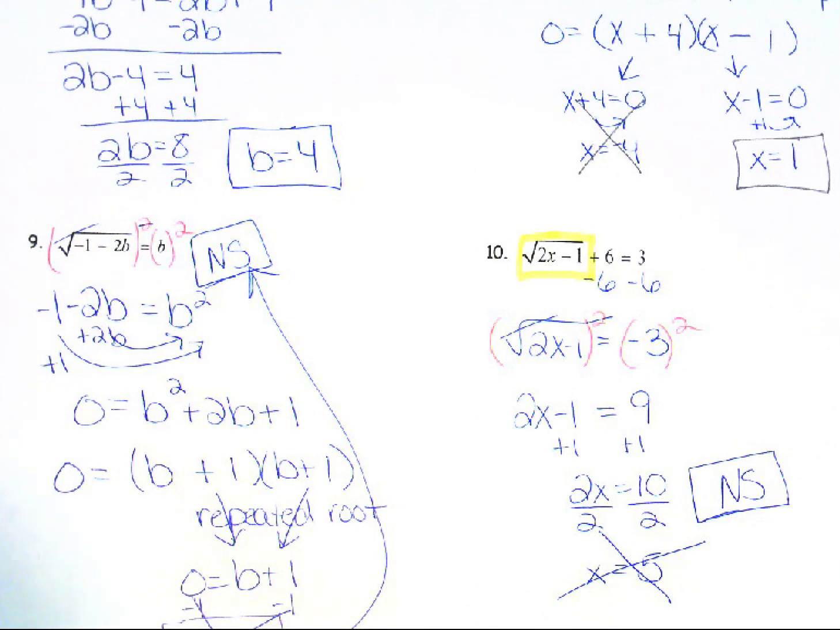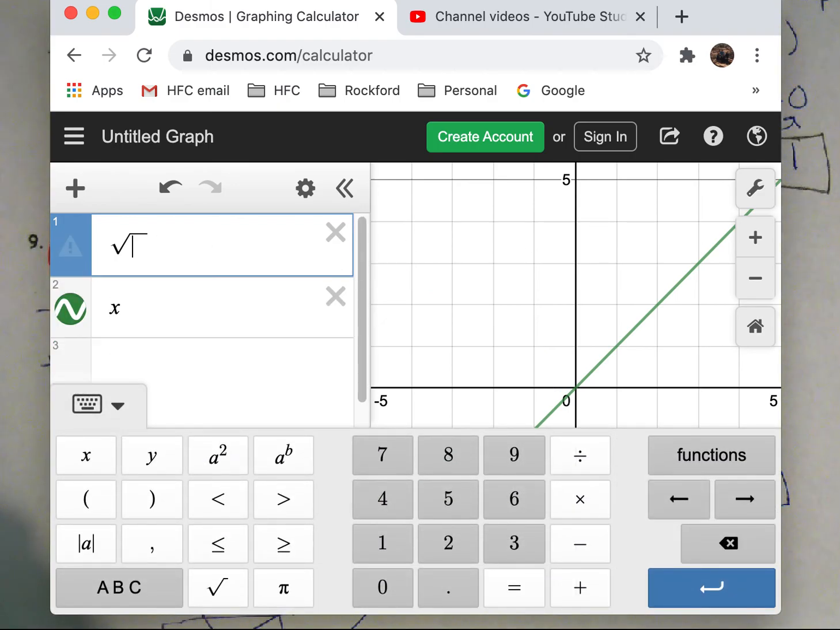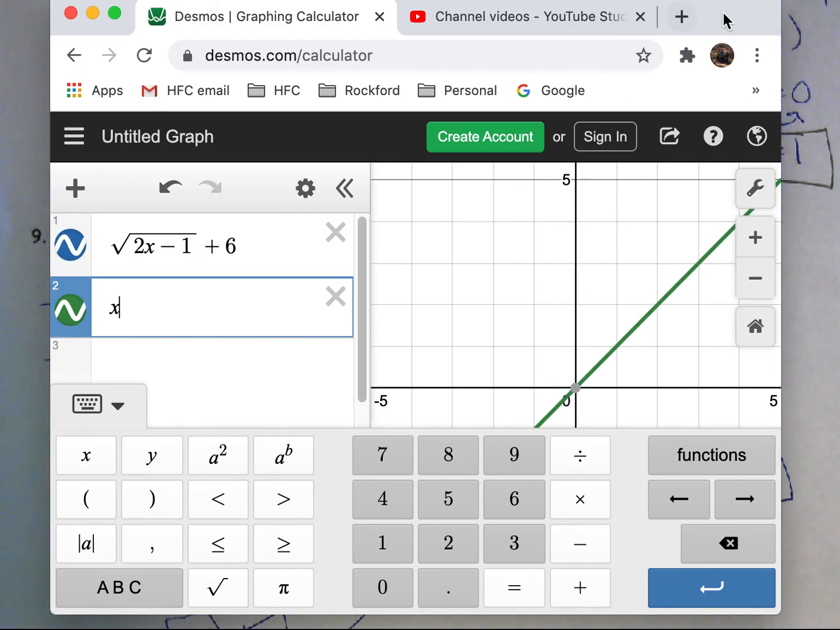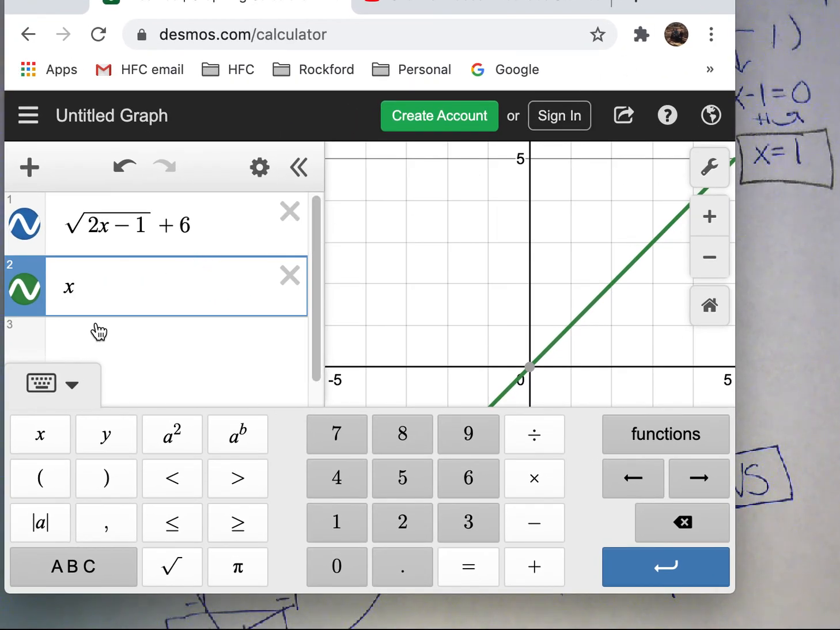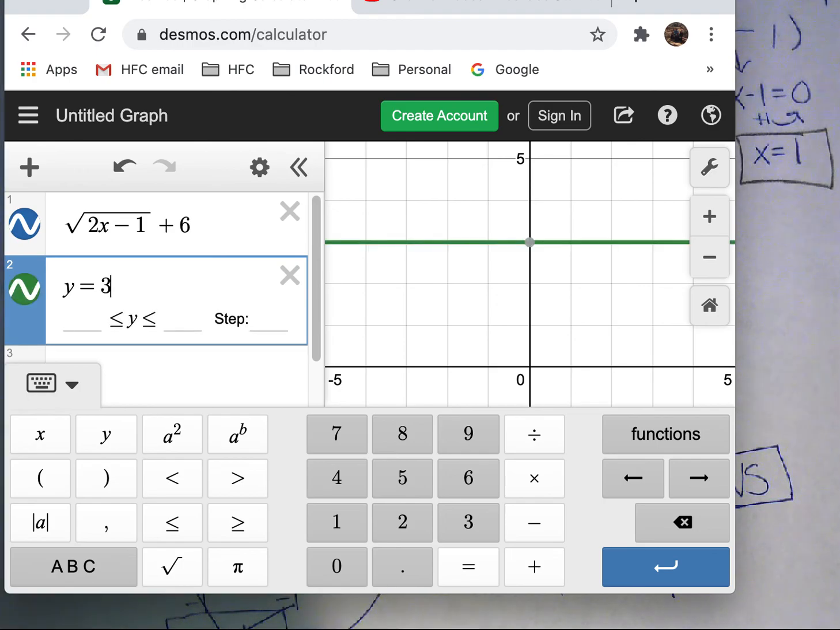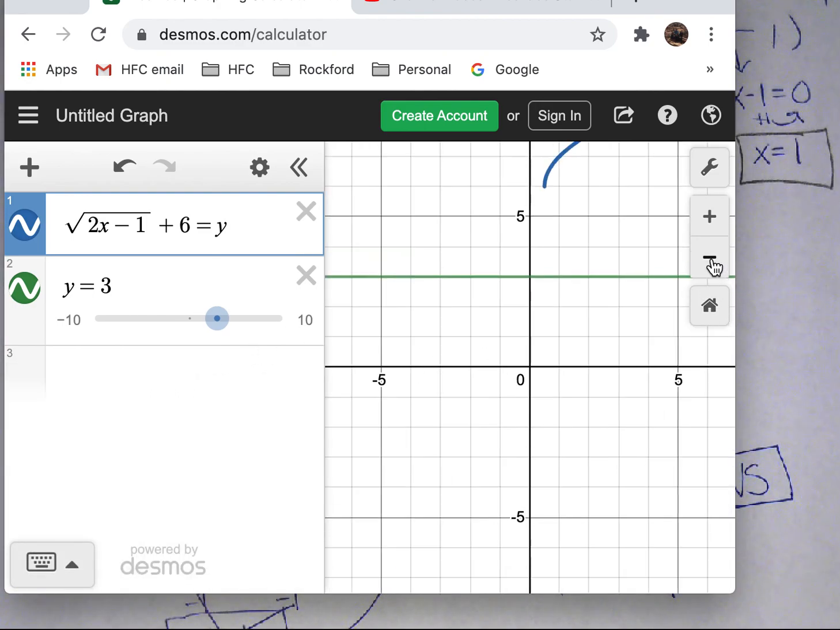And let's just quick check in Desmos because it's so handy, especially since I've got it right here on my screen. So I've got the square root of 2x minus 1 plus 6. Now notice in this one, if you look at this problem, do you see how it's a constant right there? So what I'm going to do is in the second equation, I'm just going to set it equal to 3. Okay, actually I think I might need to say y equals 3. Let me see if I need to also put equals y on that one. Okay, and there's the 3, and let me see if I can zoom out here.